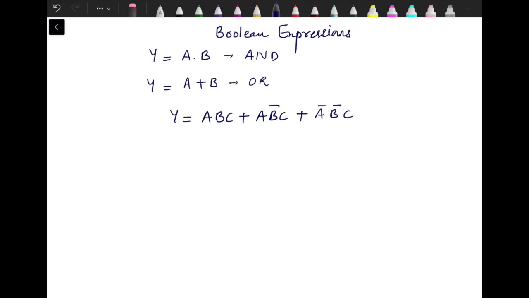So these Boolean expressions indicate how many logic gates are used, what type of logic gates are required, and how they are connected. For this particular case, we can say that we need two NOT gates, one for A complement, second one for B complement. And if we have the availability of three input AND gates, then we need one AND gate for this term, one AND gate for this, and one AND gate for this. And then we need one OR gate also. So this is how we can decide how many gates are required just using the Boolean expression.